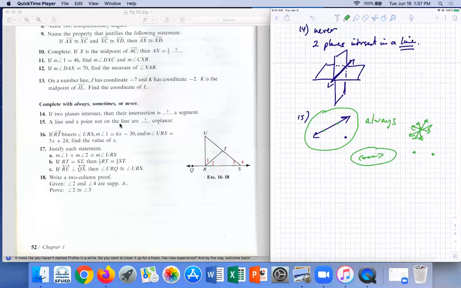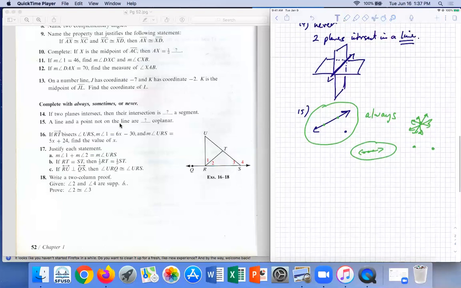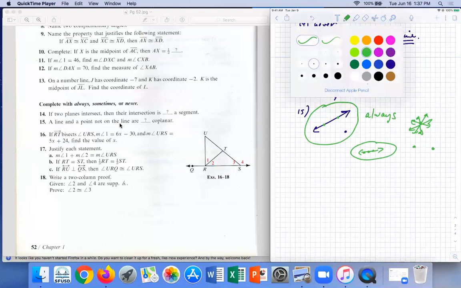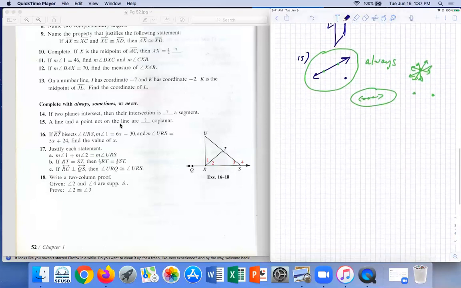All right, 16. Let's see. If ray RT, so it's referring to this figure right here. If ray RT bisects an angle, so an angle bisector, it bisects angle URS, so URS over here. Measure angle 1 is 6x minus 30. Measure angle URS right here is 5x plus 24. Find the value of x.